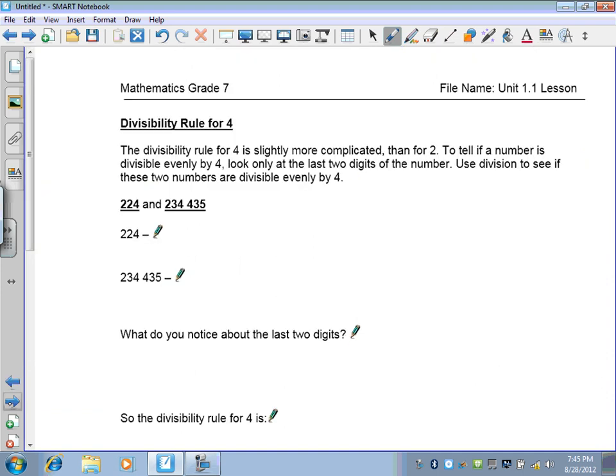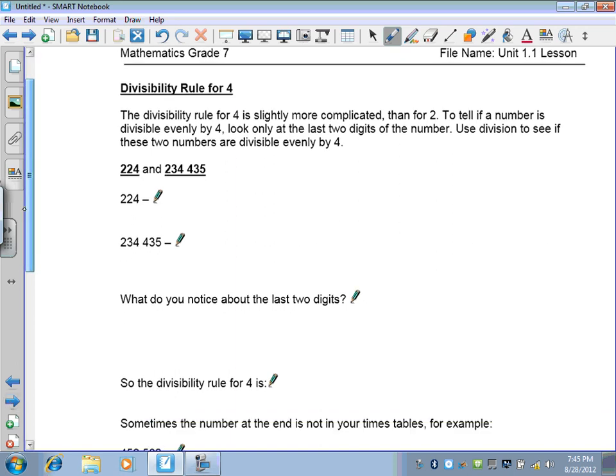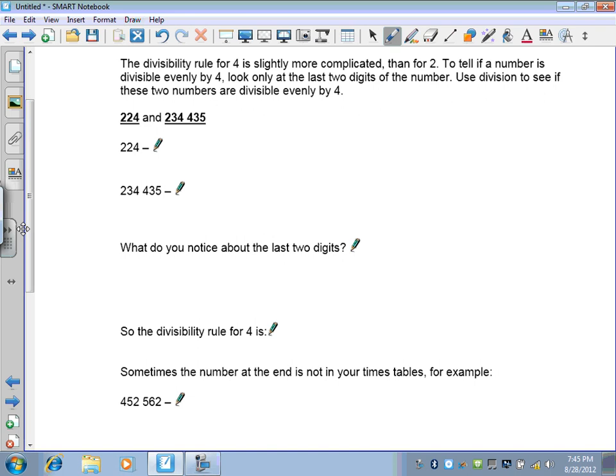Now that was the first rule. Now the second rule is a little bit more complicated. It's called the divisibility rule for 4. Now, the divisibility rule for 4, to do it, you have to look at not the last digit, but the last 2 digits. Okay? So I've got two numbers here, 224 and 234,435. What we're going to do is check to see whether the last 2 digits, right here and right here, are divisible evenly by 4. That means, are they in the 4 times tables? Well, 24 is actually 6 times 4.